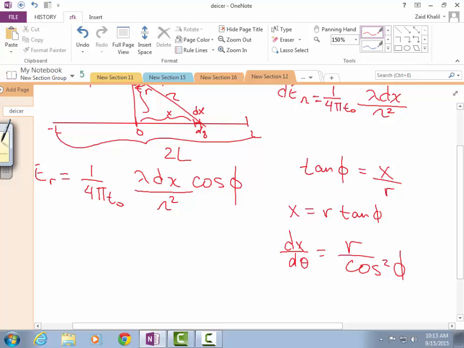And so now what we have is a relationship we can plug in for dx. So we have dx, sorry, that should be a phi. dx is equal to r d phi over cosine squared phi. Right?